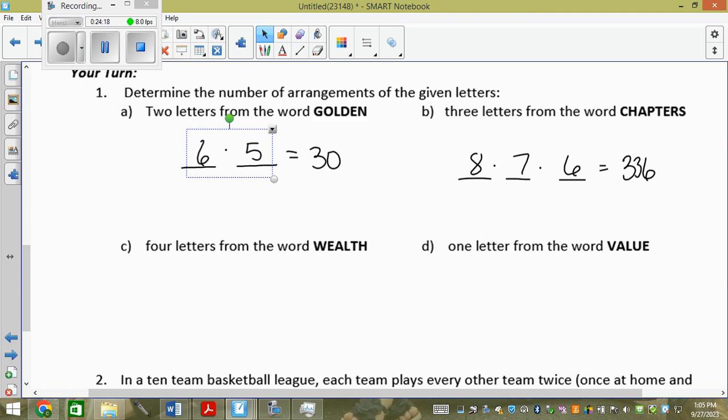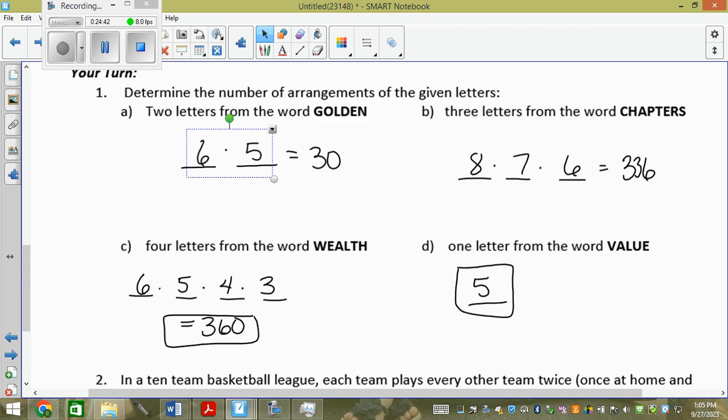336? Okay, 4 letters from wealth. 1, 2, 3, 4. There's 6 letters, so it's 6, 5, 4, 3. Which is how many? Yep. And then 1 letter from value. 5.